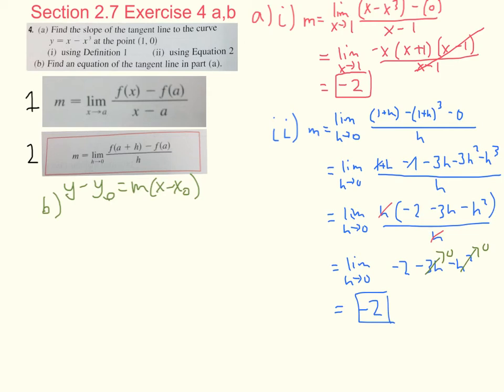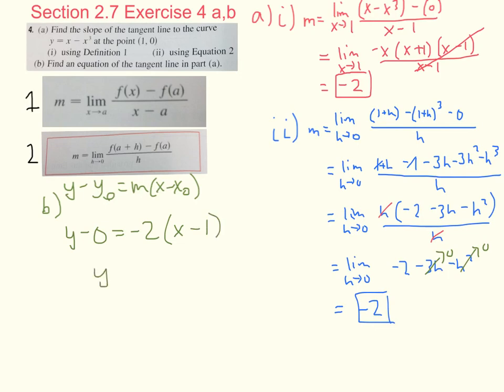So now I'm going to go to part B. I've already written out point-slope form of a line, where m is your slope and (x sub 0, y sub 0) is the point that you're looking at. In this case, it's our point (1, 0). So I'm going to substitute everything in. y minus the y-coordinate is equal to negative 2, my slope, times x minus my x-coordinate, which is positive 1.